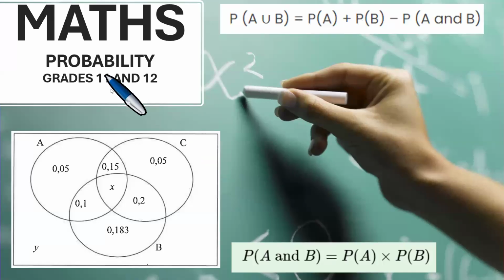In this lesson, we shall focus on mathematics, probability for grades 11 and 12. We shall look at mutually exclusive events. We shall also look at independent events, Venn diagrams, and a lot more. And we proceed as follows.